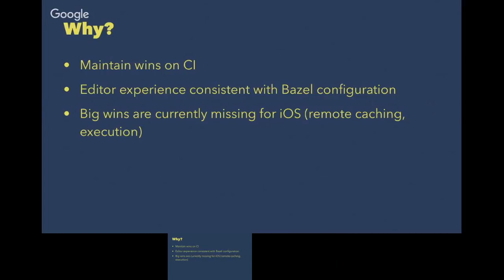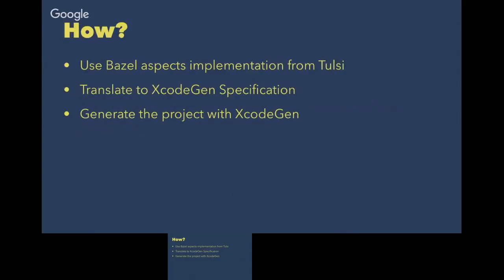But how does this work? How are we doing this? We're taking some inspiration from Tulsi, which is to use the Aspects API. If you're not familiar with Aspects, is everybody familiar with Aspects? Pretty much, mostly, maybe. OK.